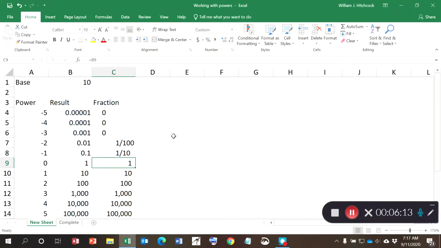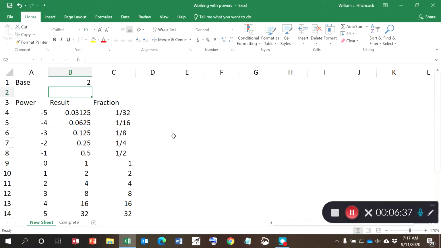But if you look down here, 10 to the 0 was 1. 10 to the negative 1 is 1 over 10 to the first, or 1/10. 10 to the negative 2 is 1 over 10 squared, 1/100th. Now we want to try this with a different number base. Let's try base 2. Base 2 really illustrates this quite well.